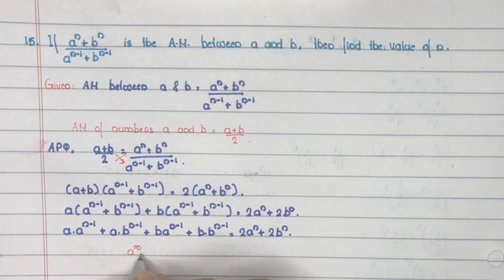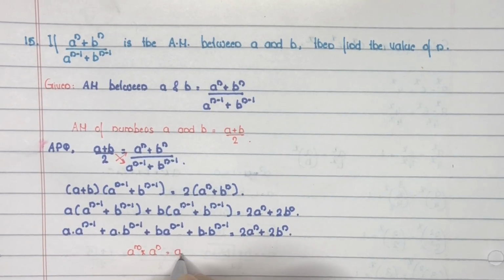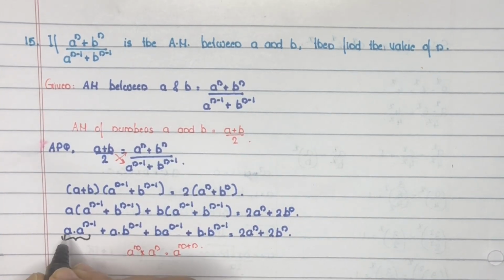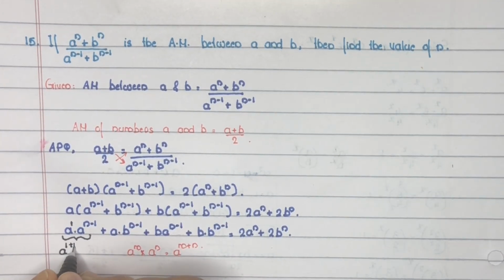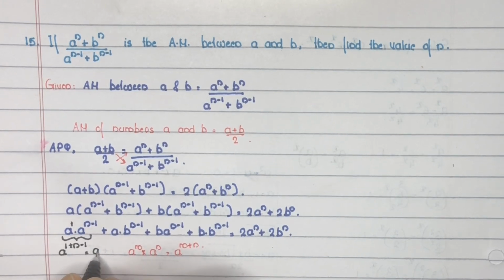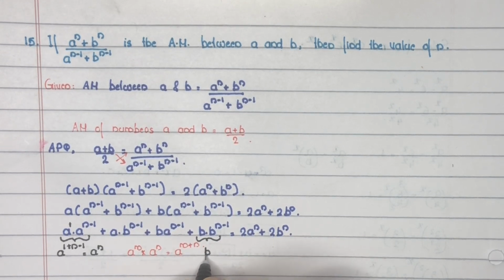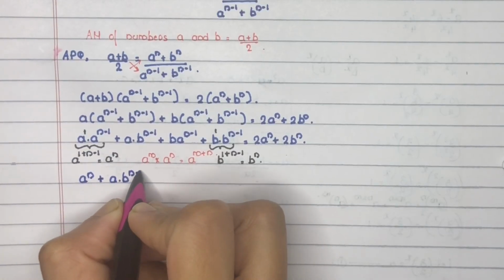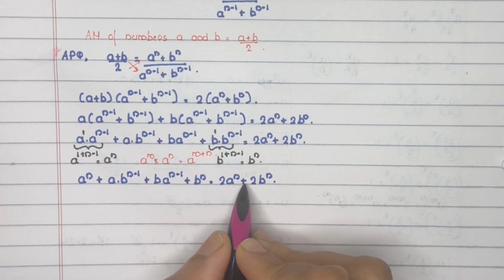a^m into a^n, base same, equals a^(m+n). By applying this law, a into a^(n-1): a is the same as a^1, so a^(1+n-1), that is a^n. Similarly, b into b^(n-1): b is the same as b^1, so 1 + n - 1 gives b^n. RHS is 2a^n + 2b^n.